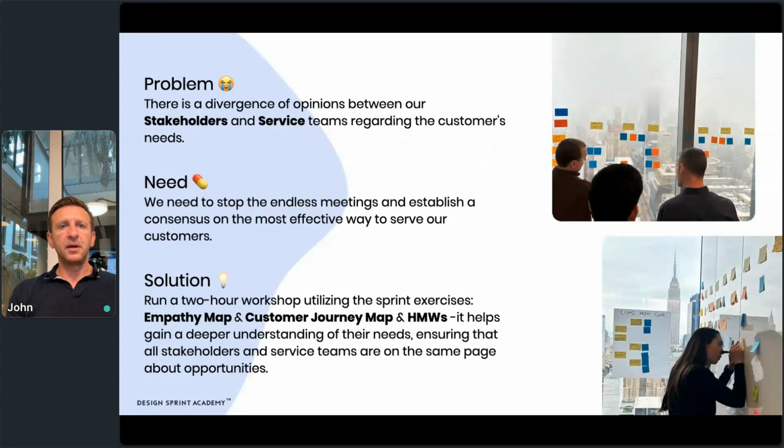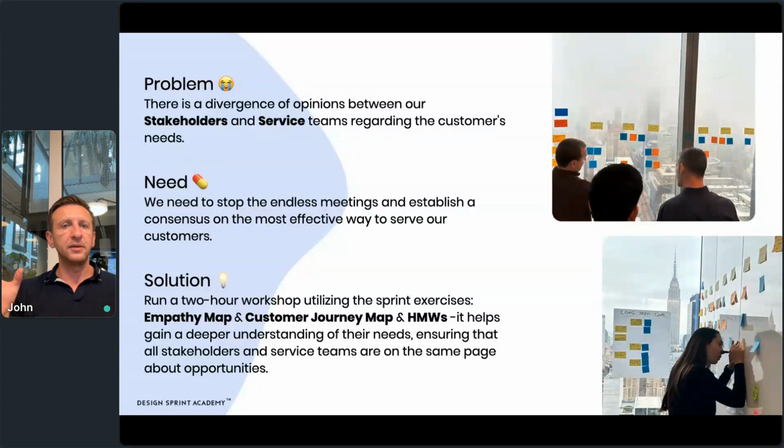Another one is you might have a misalignment between stakeholders and one of the teams regarding what the customer really wants, where you have the boss saying one thing and the team thinking about something else. And you need to stop the endless meetings debating this. What you can do is run a 2-hour workshop doing an empathy map, so you get everyone on the same page about the customer needs, and then a quick customer journey map, so everyone understands the customer journey and what the customer is trying to achieve at every stage, and based on that do a how might we to help the team uncover the opportunities and the key things that you could be doing for them.